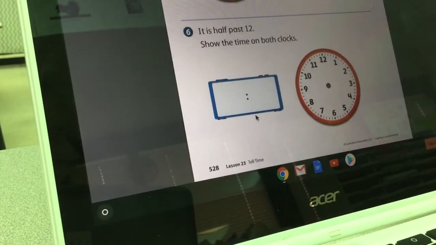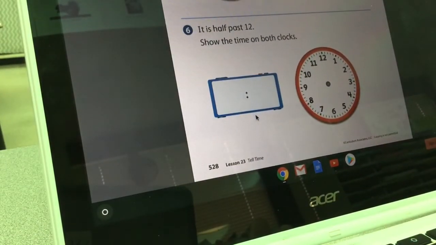Okay, and our last problem. It is half past 12. Show the time on both clocks. Please pause the video to show half past 12 on both clocks.